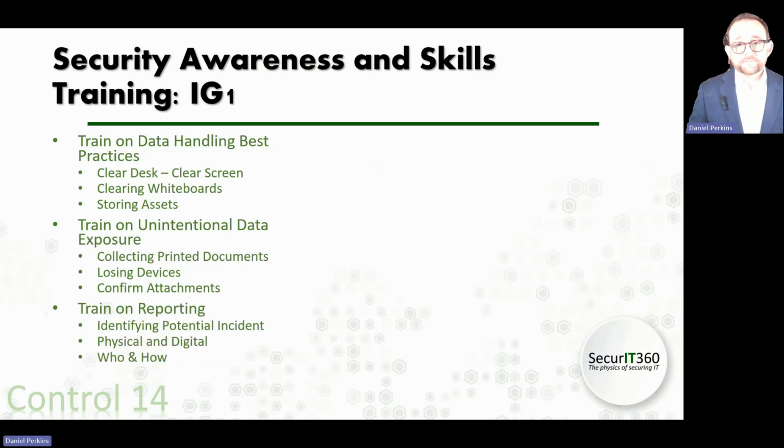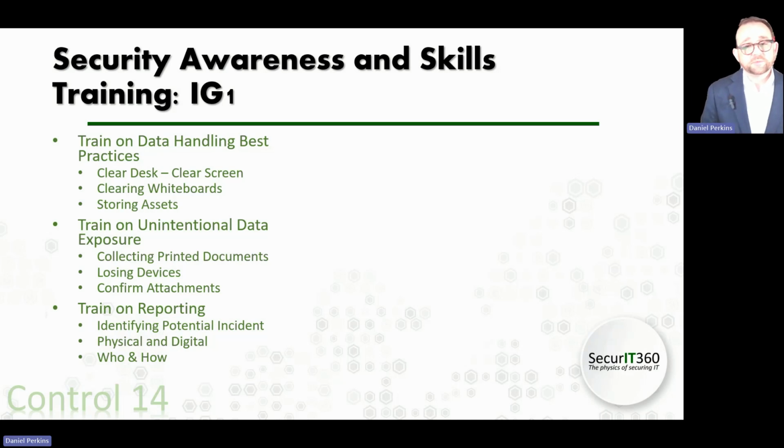Next, train them on reporting, right? We know our users see things in our environment that maybe we're missing because they're frontline, right? They're in front of everything. So we want to train them on when they identify a potential incident, who to report it to and how. This should be both physical and digital, right? If they see something in the environment on their screens, on their device, absolutely want to report it. But this should also extend to physical, right?